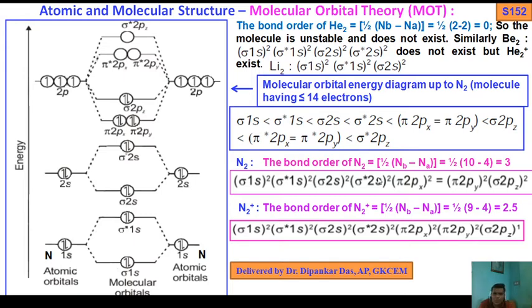The bond order of N2, you see how many bonding electrons? 2 plus 2 plus 2 is 6, plus 2 is 8, plus 2 is 10. So 2, 4, 6, 8, 10. Okay, fine. So this is the 10 electrons.